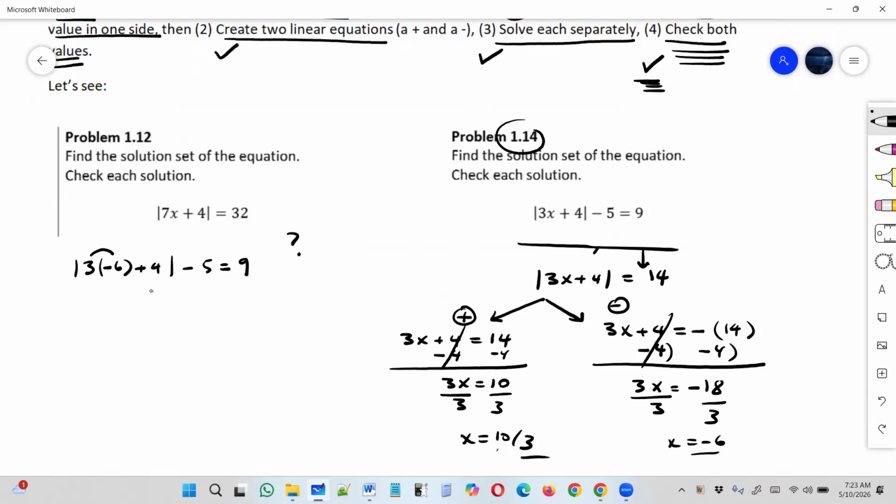So this is negative 18 plus 4, negative 14. Okay. Well, let's see. So absolute value of negative 14 is positive 14. Positive 14 minus 5 is 9. That checks. So this guy checks. Okay. Now let's check the other one.